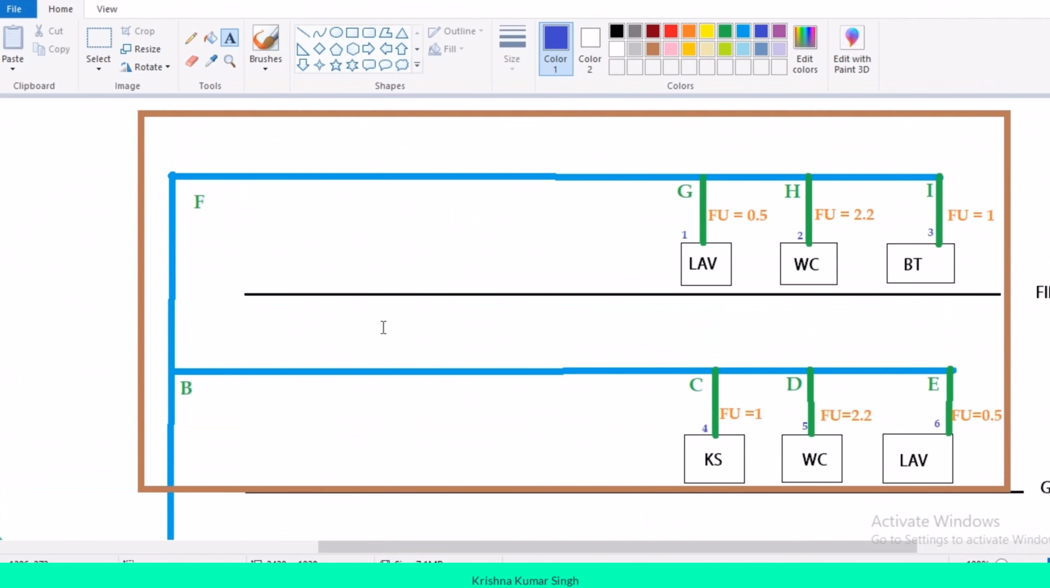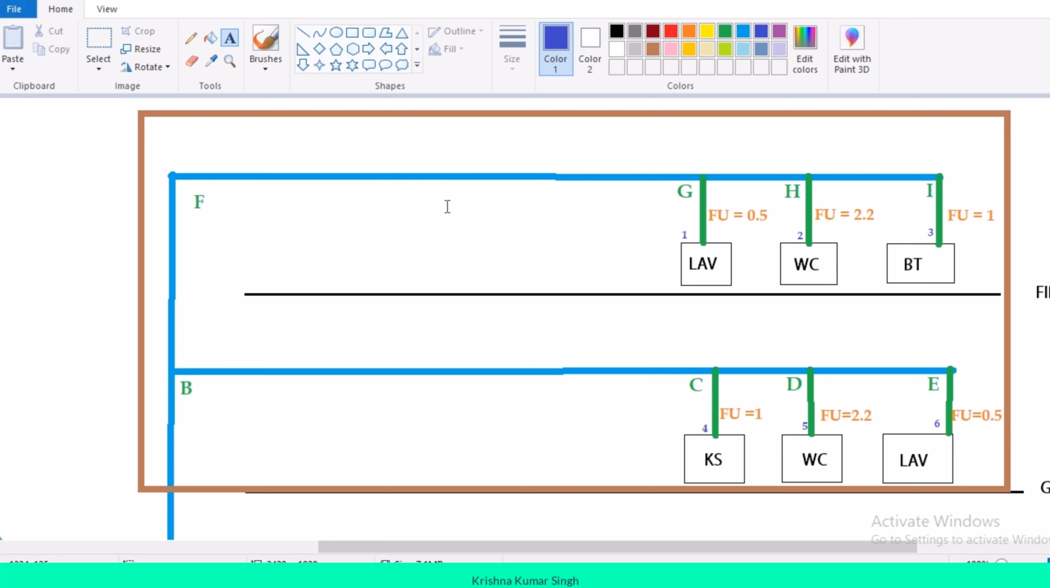So I think I will teach you the calculation of the fixture unit of this branch in the next video, okay. So right now, just practice this branch. After you complete the practice, watch the next video. Now the next is F2B.